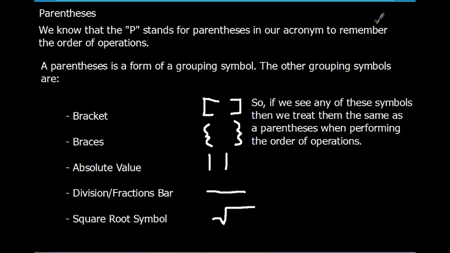Now, new to order of operations this year is we know that P stands for parentheses in our acronym, but P can also stand for a grouping symbol. So we have other grouping symbols. We have something called a bracket, which looks kind of like a square parenthesis. We have braces, which look like those squiggly parentheses, absolute values, division bars, and square roots. So these are all things that we might see in an order of operations problem, and if we see them, we're going to treat them just like a parenthesis, and we need to do what's inside of it first.